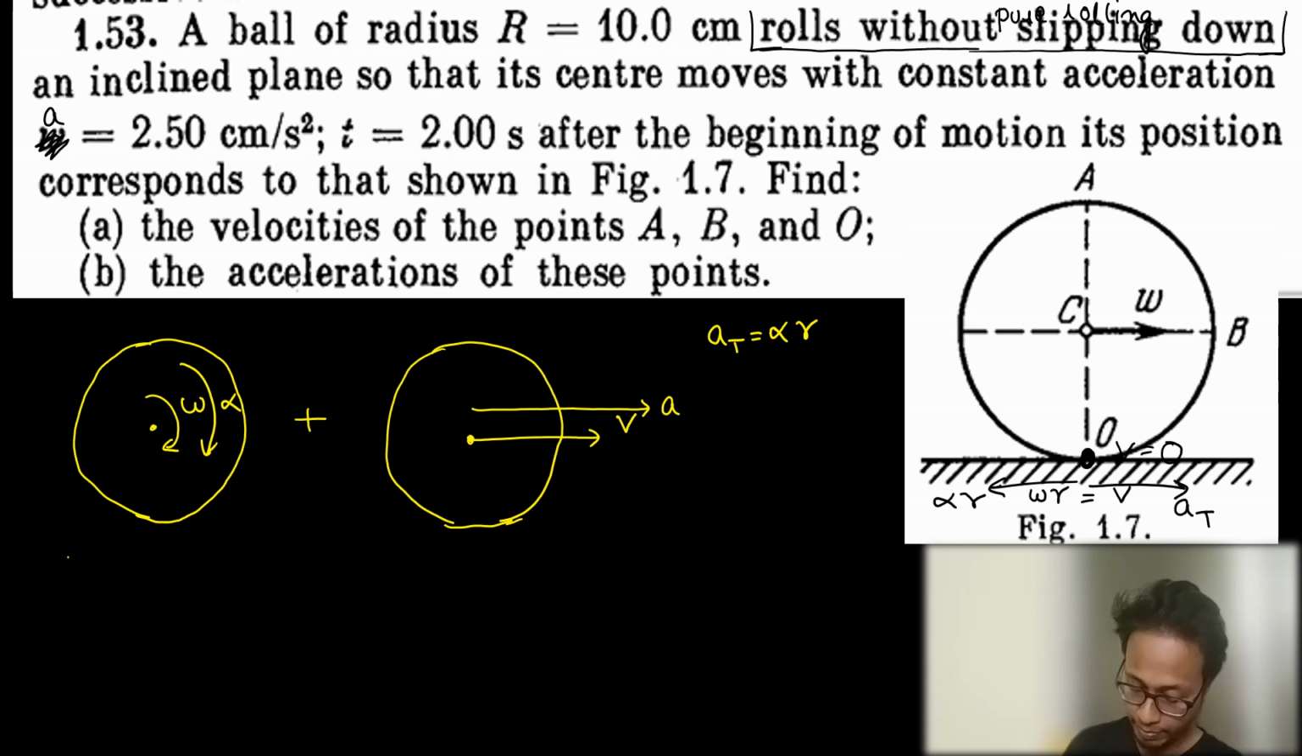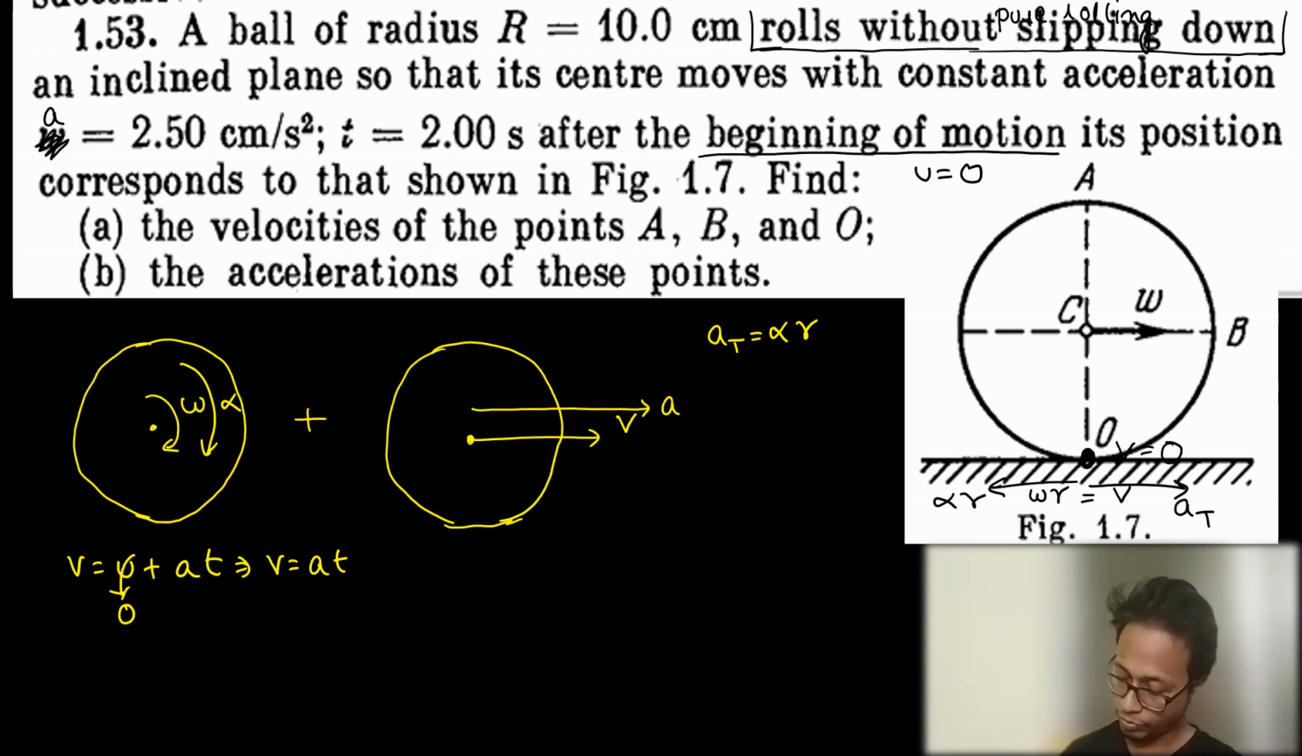We can simply apply v is equals to u plus at. Initial velocity is equals to 0. Why? Because a ball of radius r rolls without slipping at an inclined plane with constant acceleration. After the beginning of motion means initial velocity is equals to 0. Okay, so v is equals to a into t. So the velocity at bottommost point would be at this side.